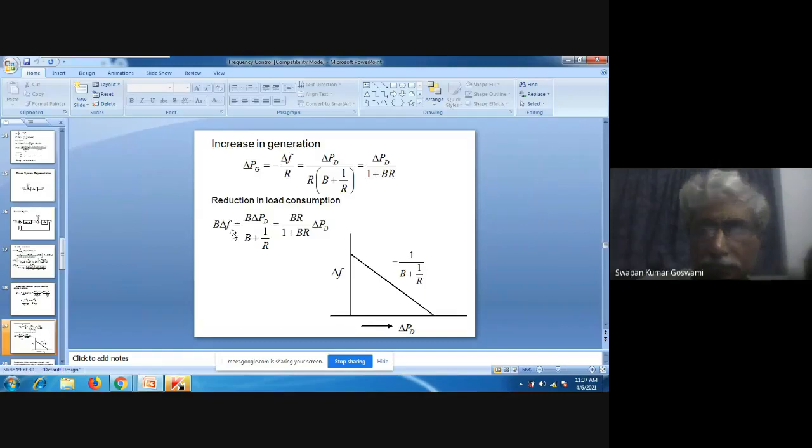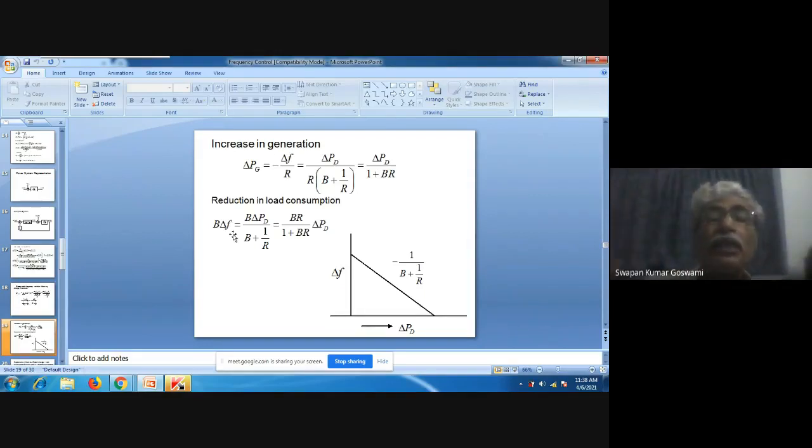Now you see that at steady state we have arrived at this expression of delta Pg and B delta F. And we have also explained how the frequency varies and how the system supplies power to a newly connected load. We have divided the time period into three segments, and during each segment, how the power is being supplied by the system to the load, that also we have explained.